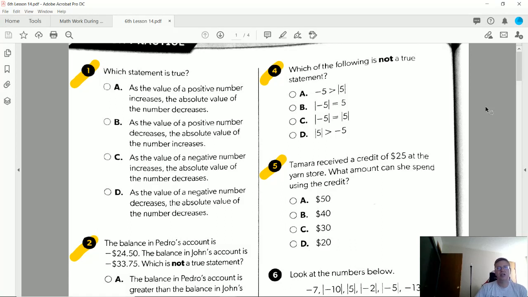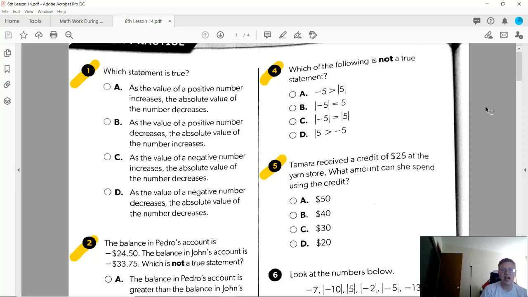So let's go ahead and take a look at our problems for today. We were working with doing absolute values. So some of this will be kind of in a number sense type of, and then some of it will just be practicing what absolute value means for us as we're working with numbers, especially in real world situations with money. So let's take a look at which statement is true.